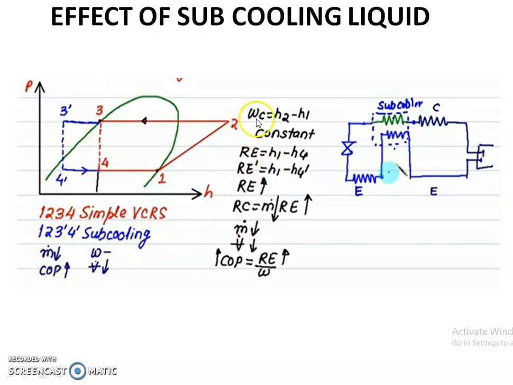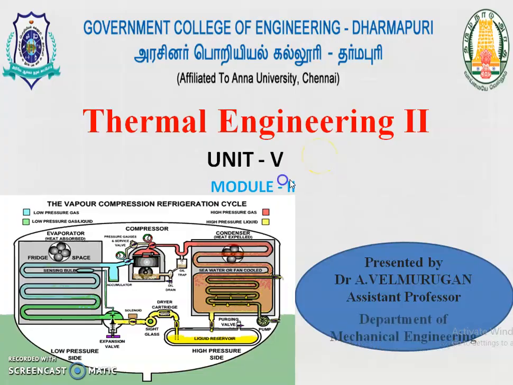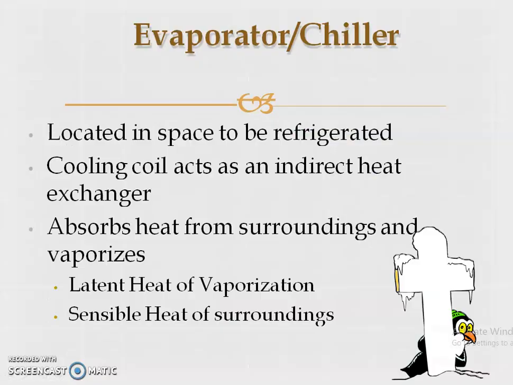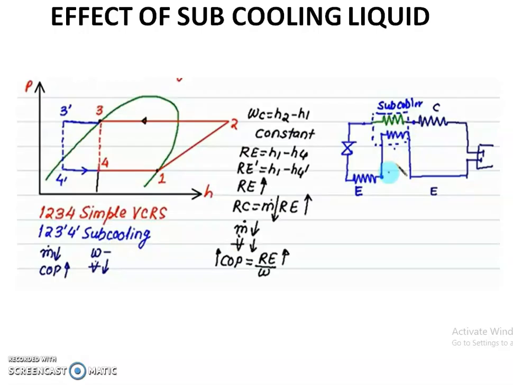Here the work done is H2 minus H1, which is constant, and the refrigeration effect increases. So with the effect of subcooling the liquid, the COP also increases, and the refrigeration effect and workload also increase. We additionally use the subcooler to increase the efficiency of this vapor compression refrigeration system.